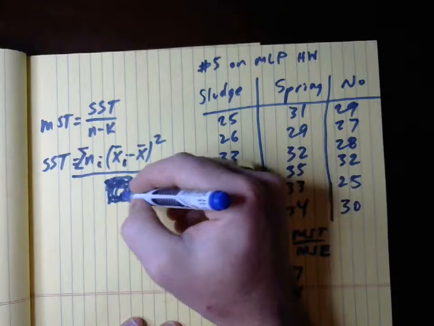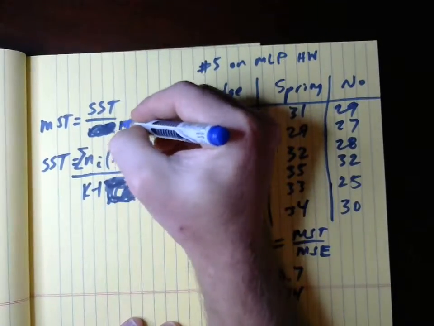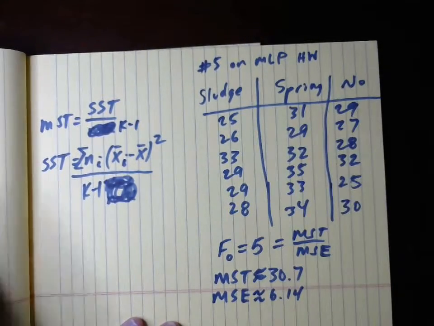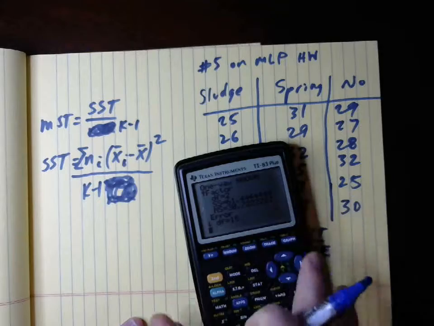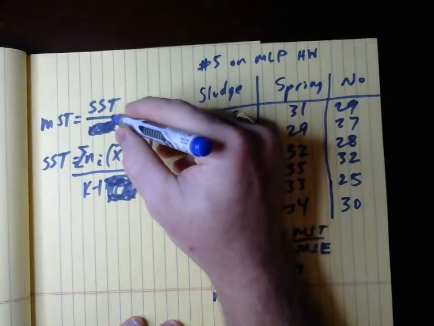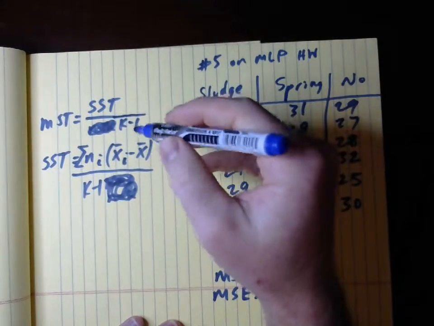Actually, it is k minus 1 now that I think about it. I'm looking at the wrong thing. This is k minus 1, because the MST, the factor, had a degrees of freedom of 2. That's right. I'm looking at the wrong one. So yeah, it is k minus 1. So let's go ahead and continue.